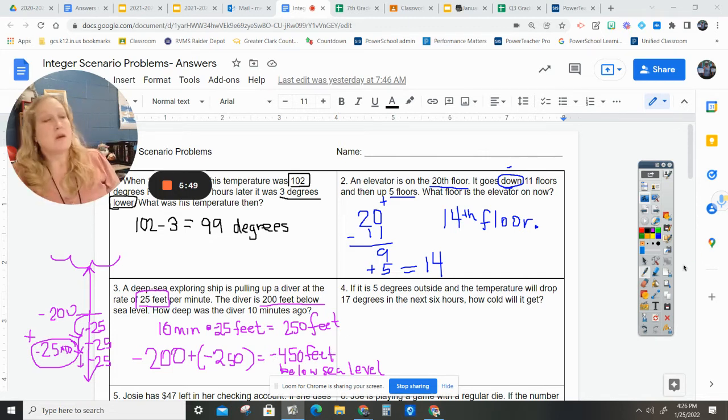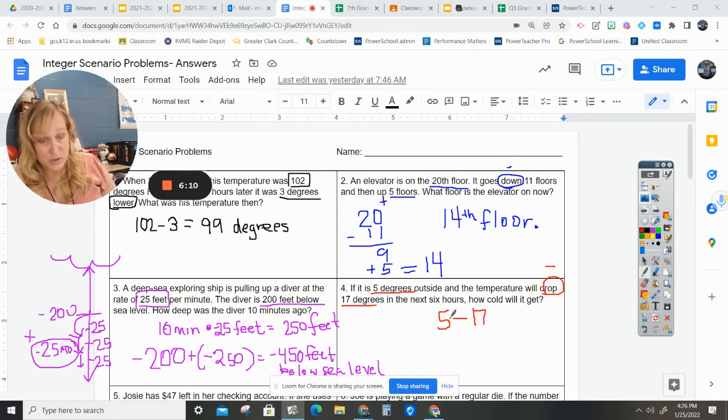All right, we're going to go to the next one, where it says, if it is 5 degrees outside and the temperature will drop, that means minus, 17 degrees in the next 6 hours. I don't need the 6 hours. It doesn't matter. So it's going to be 5 degrees, but it's going to drop 17 degrees.